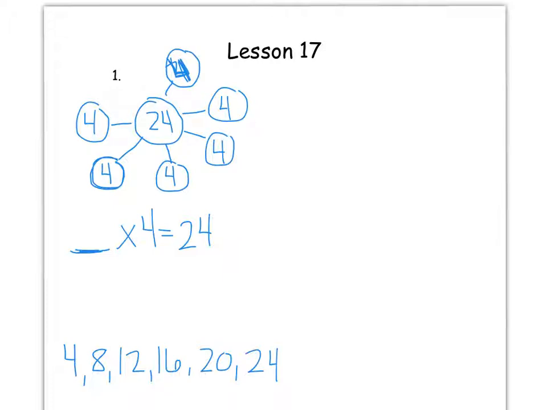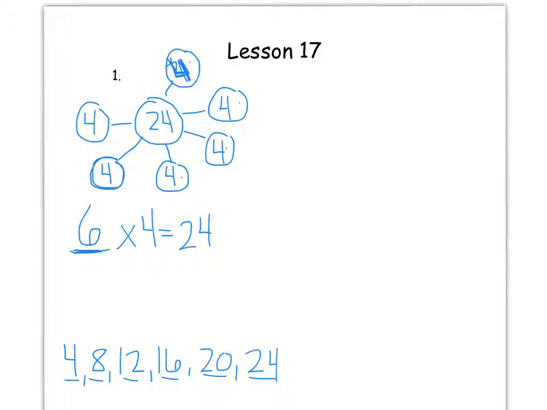When I look at my skip counting, I counted 1, 2, 3, 4, 5, 6 4s. And when I look at my number bond, I have 1, 2, 3, 4, 5, 6 parts coming out of my 24. So I know that 6 groups of 4, or 6 times 4 equals 24. So I can easily use skip counting to solve that number bond.